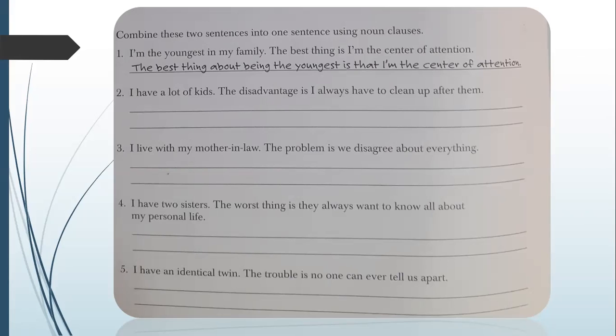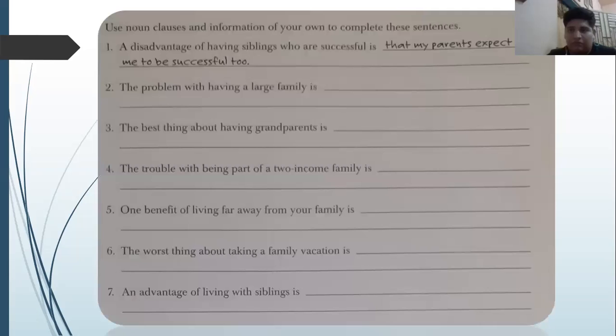All right. And the last one, guys. I have a twin. The trouble is no one can ever tell us apart. That would be cool. The trouble of having an identical twin is no one can ever tell us apart. Okay, is no one can ever tell us apart, or is that no one can ever tell us apart? Very good. You can omit it, and that's what you did. Very nice.